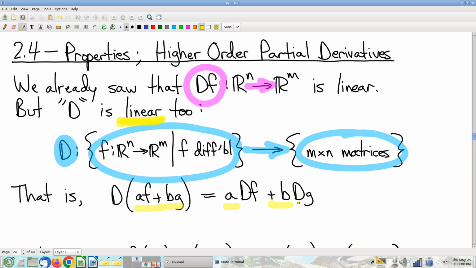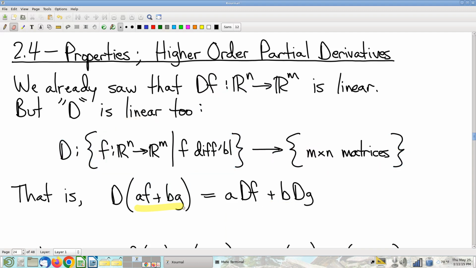So said differently, you can do the linear combination before you differentiate. You can do the linear combination after you've differentiated. You're going to get the same thing either way. So let's see an example. What are we talking about here in practice? Rubber meets the road.